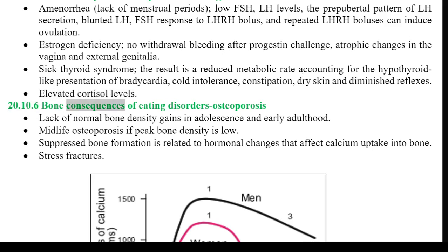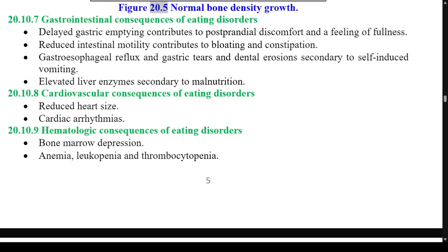20.10.6 Bone consequences of eating disorders. Osteoporosis: lack of normal bone density gains in adolescence and early adulthood. Midlife osteoporosis if peak bone density is low. Suppressed bone formation is related to hormonal changes that affect calcium uptake into bone. Stress fractures. Figure 20.5 Normal bone density growth.